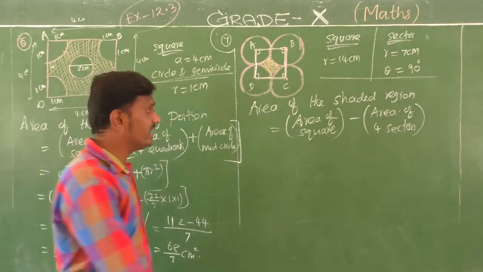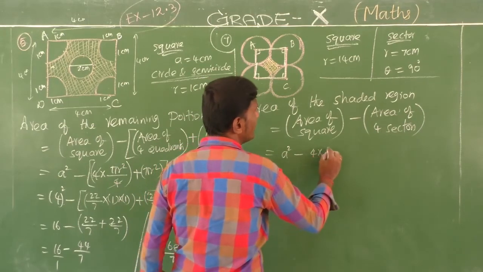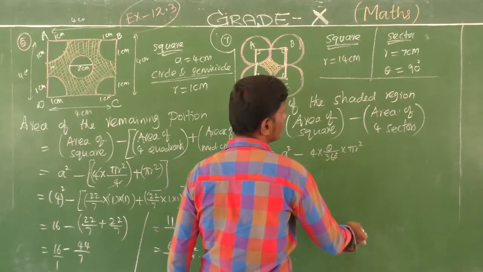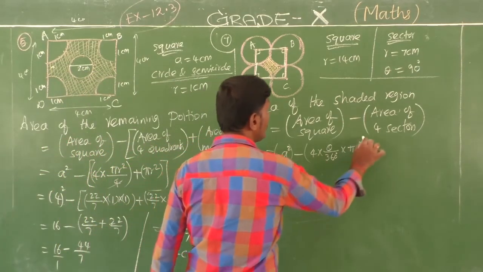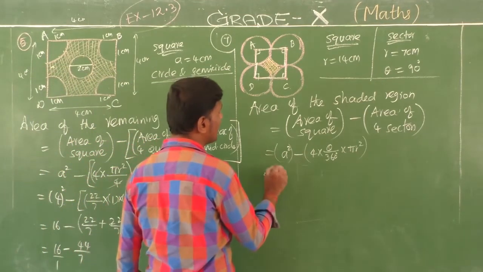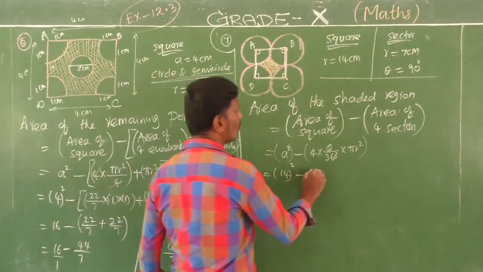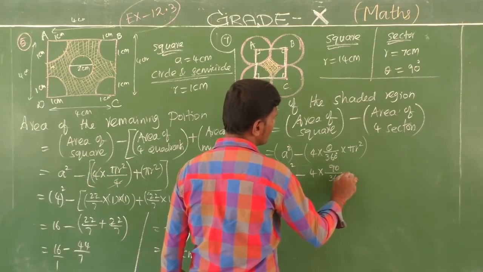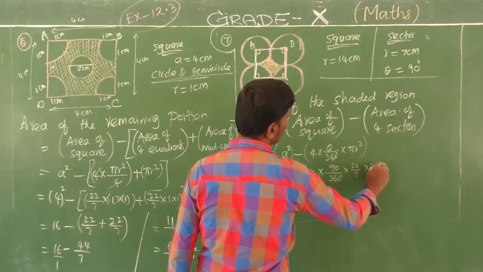You have a formula: area of the square is a square, and 4 into the area of the sector, which is theta by 360 into pi r square. Now you are going to use the values. The side of the square is 14, so 14 the whole square minus 4 into, the sector angle is 90 degree divided by 360 degree into the value of pi is 22 by 7 into radius is 7 into 7.